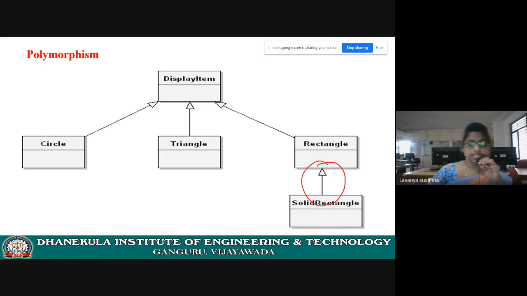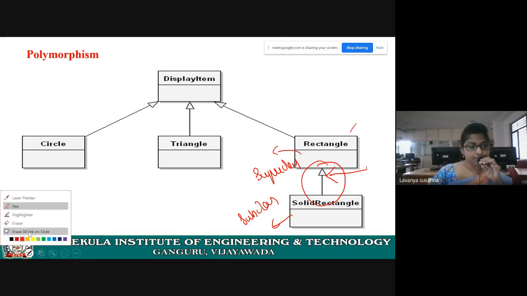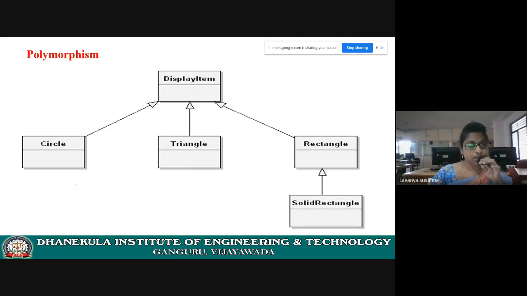Now you need to explain here that rectangle will be the super class. You need to explain all those things in detail in the examination. Super class. And solid rectangle is a subclass. How are you saying this? Because see this triangle symbol, it is pointing to rectangle, right? That means rectangle is a superclass. After explaining like this, you need to explain polymorphism.